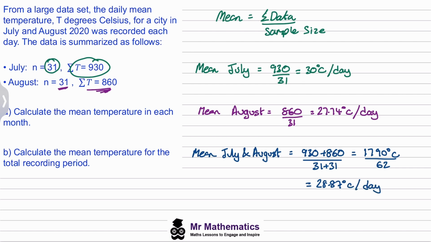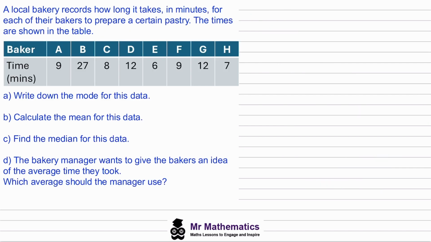Okay, let's try another question. Okay, so in this question, we're told that the local bakery records how long it takes, in minutes, for each of their bakers to prepare pastry. The times are given here. We've been asked to work out the measures of central tendency, which are the mode, the mean, and the median. And then we've been asked to decide which is the most efficient to use for this example.